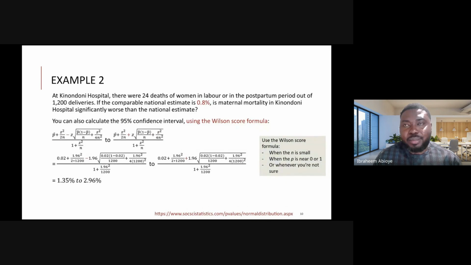So you're not expected to first of all calculate the Wald. Instead, you should use the decision rules. Is it a small sample, or is it an extreme proportion? That's it. Or if you're completely unsure, then you should just use the Wilson score formula.